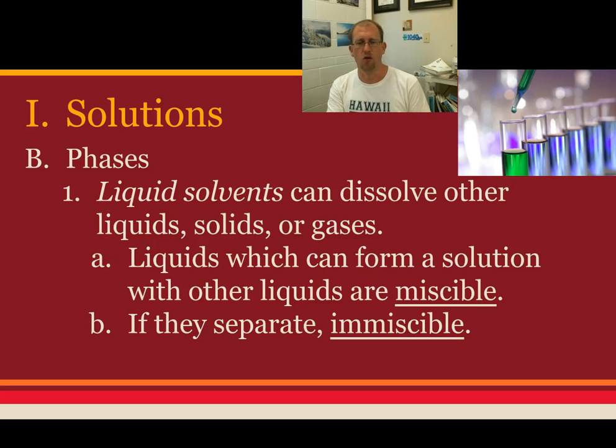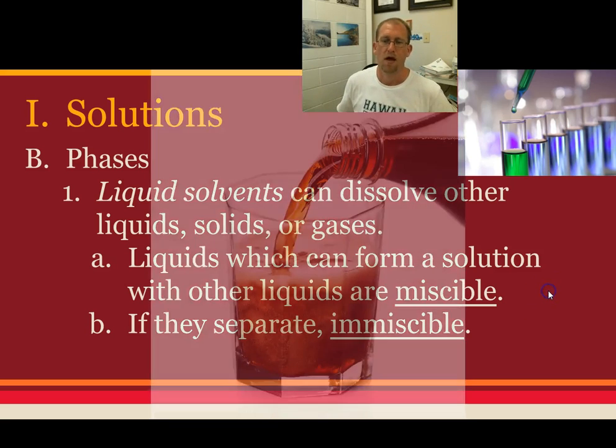So liquids which can form a solution with other liquids are said to be miscible. Miscible means they mix and they dissolve each other. And so the larger volume one would be the solvent, and the liquid that gets poured in and gets dissolved by the larger one would be the solute. If they separate, like the oil and water in the picture a second ago, then we would say that that is immiscible. It is unable to be dissolved, right?